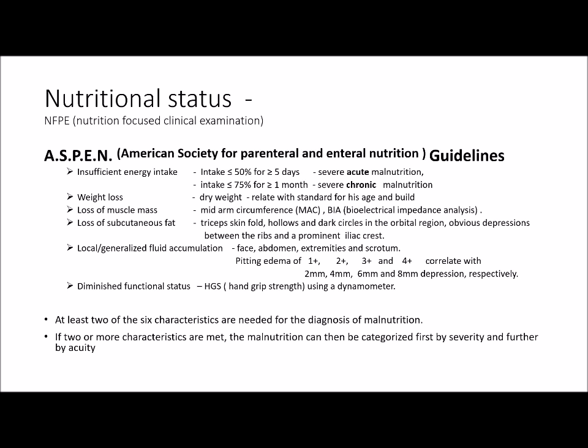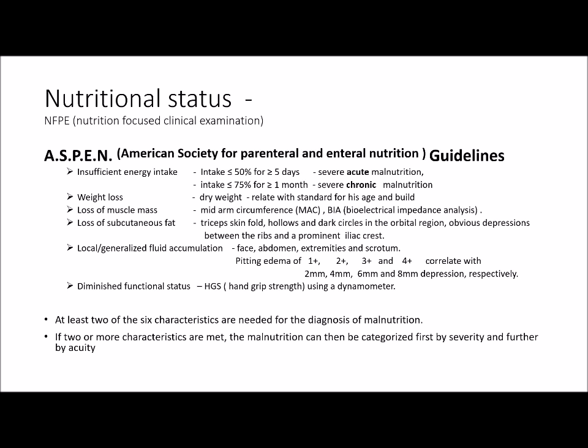Number 2, the weight loss. The dry weight of the patient has to be taken, and it has to be related to the standard for his age and build. So you take the nomogram chart for that age and for that build and compare it with the Indian population. Don't take the European population, right? That's very important.